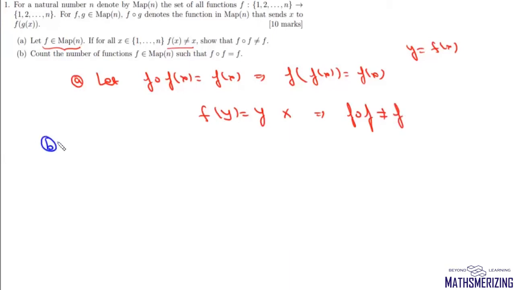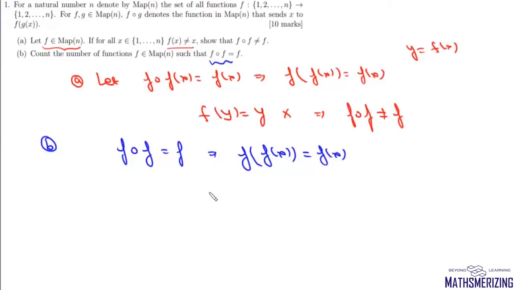Now the second part says we need to count the number of functions such that f of f is equal to f. So we are given that f of f x is equal to f x. That means we can write f of y must be equal to y. Now how do we count such compositions? Clearly it is possible when there is at least one element which has its own image. That is, out of these n elements there has to be at least one element which is mapped to itself.